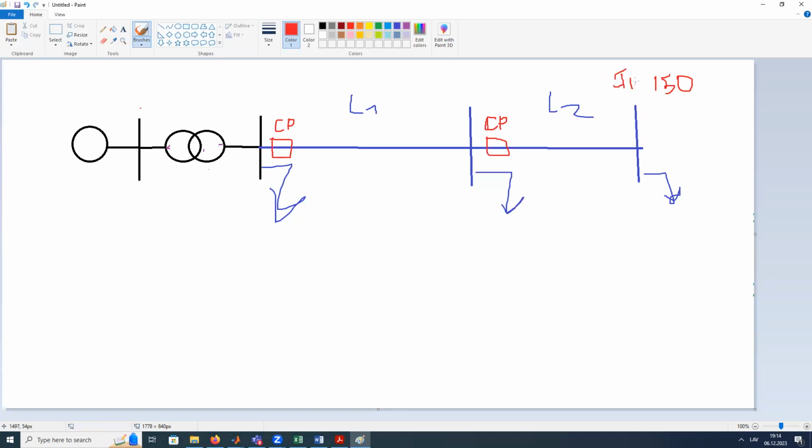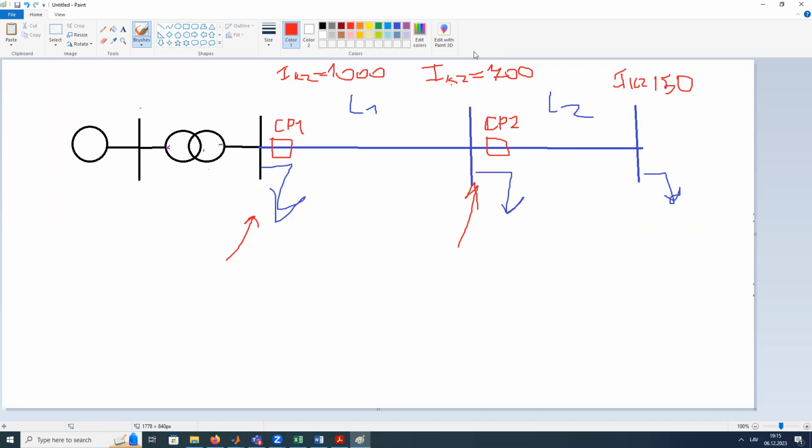And let's choose the same values: I K2 700, as it was, and I K2 1000, let it be here. The question is, you need to choose set points for CP1 and CP2. What will you choose? CP2 is protection of line 2, CP1 is protection of line 1. What will you choose for the set point?